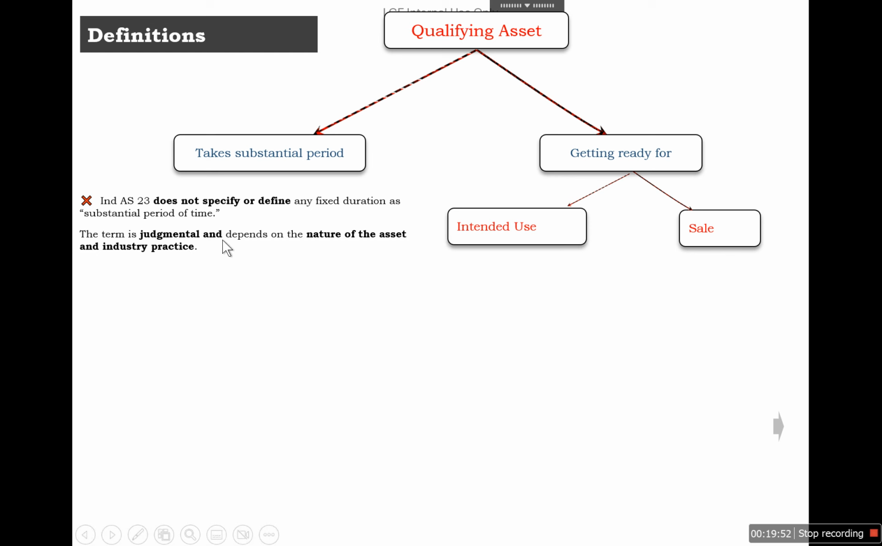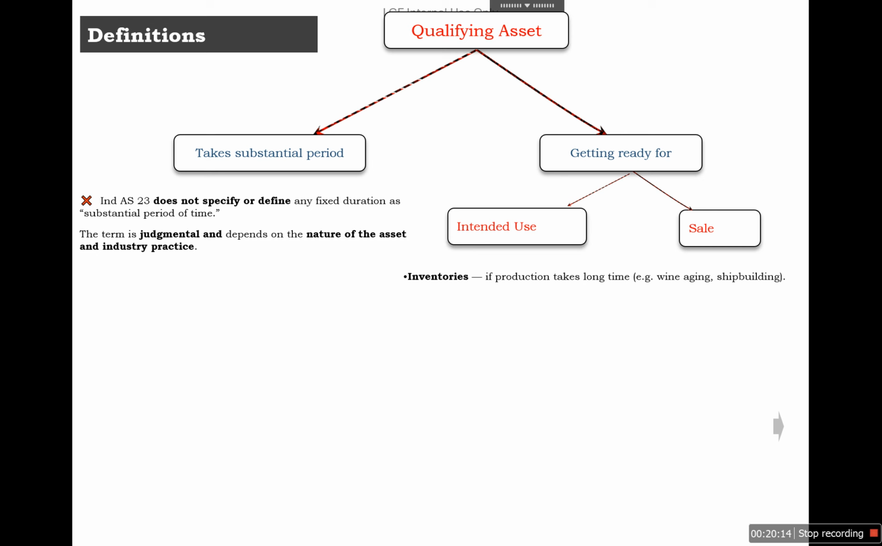So this term is judgmental and depends on the nature of the asset and industry practice. It may be less than 1 year also. It may be more than 1 year also. So a qualifying asset is an asset that takes substantial time for getting ready for its intended use or for the purpose of sale. It may be inventory if production takes longer time.